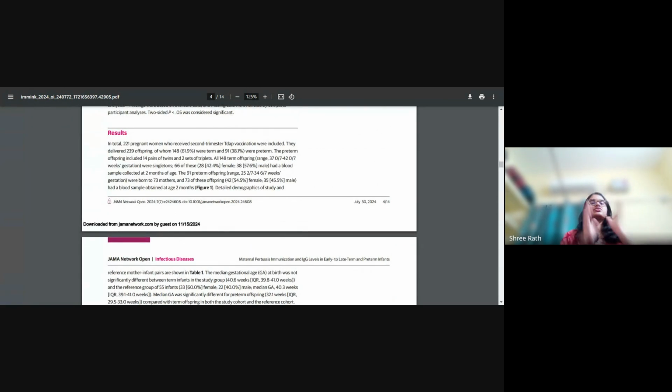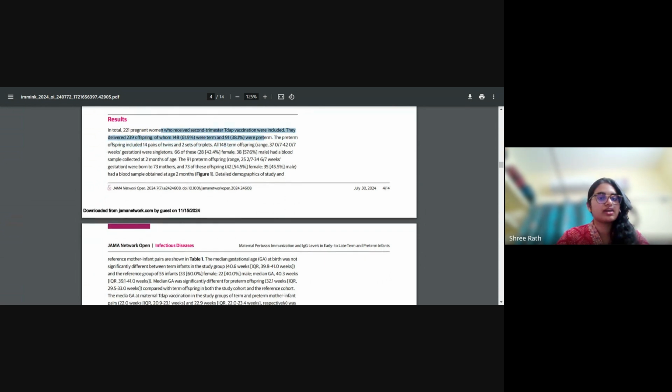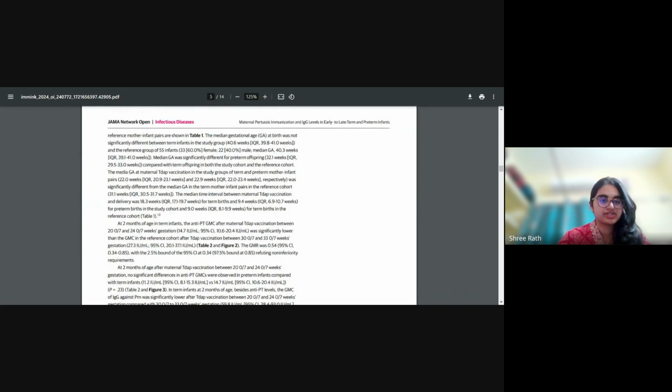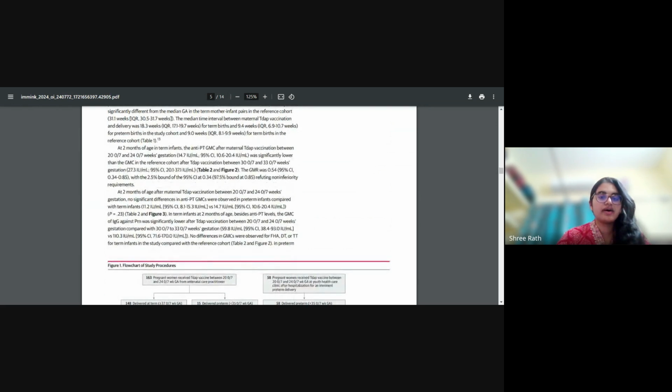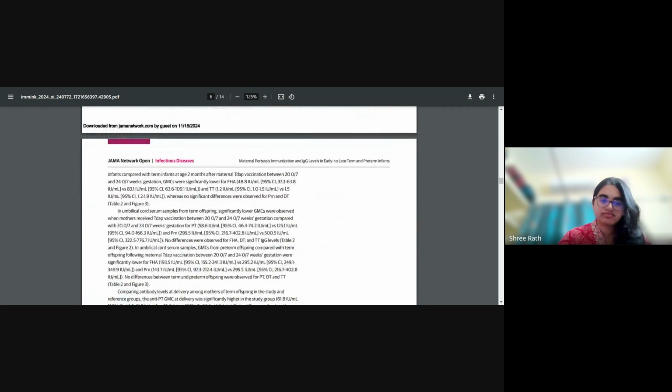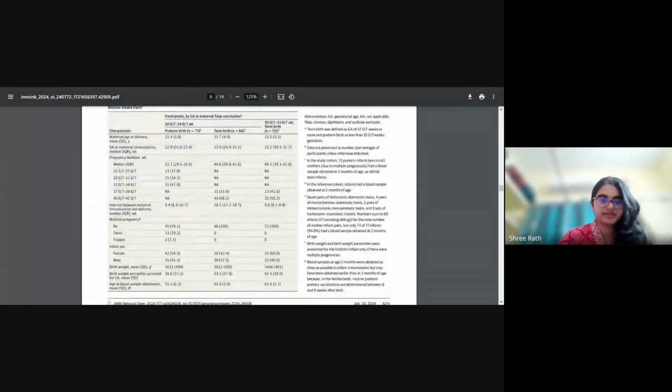Then the results. I mentioned earlier that the first paragraph of your results should have the baseline demography. So they've mentioned the baseline demography: there were 148 term infants, 91 preterm, male, female. Then the gestational age was not significantly different between the study groups. And then they just state their findings. At 2 months, the Tdap was given and how much dosage was given. So this is basically all the results based on their objectives.